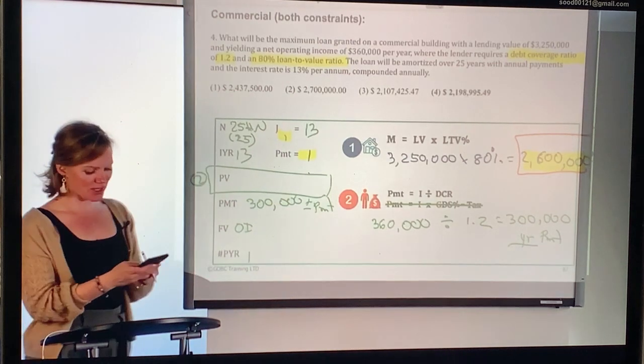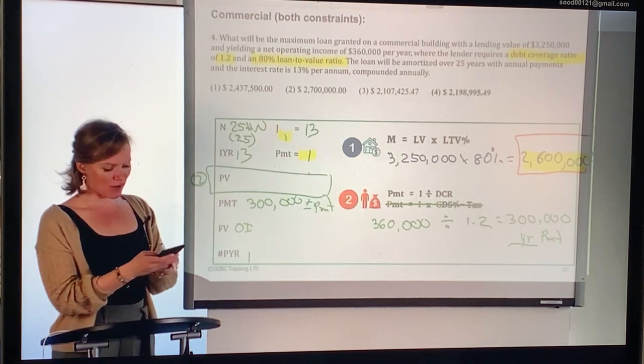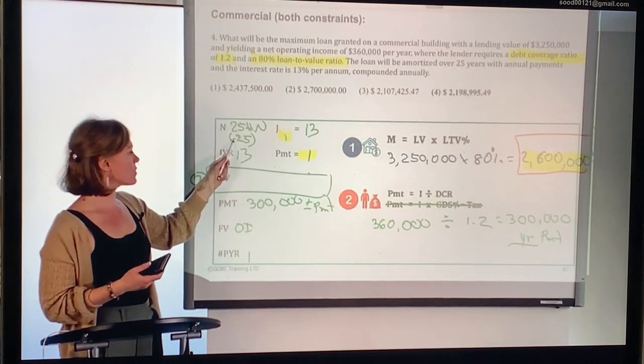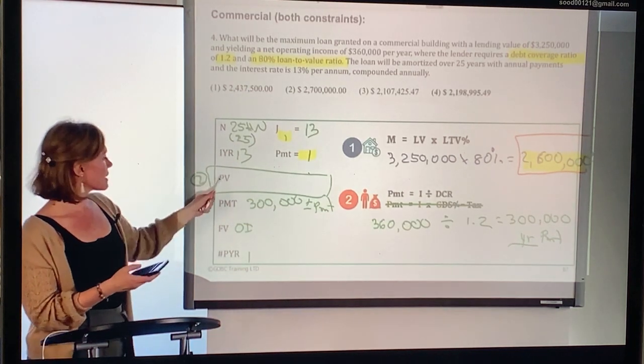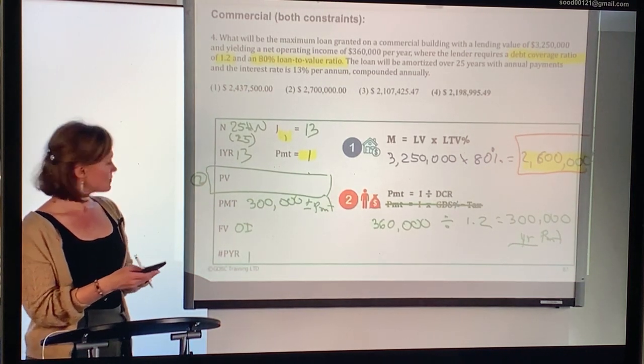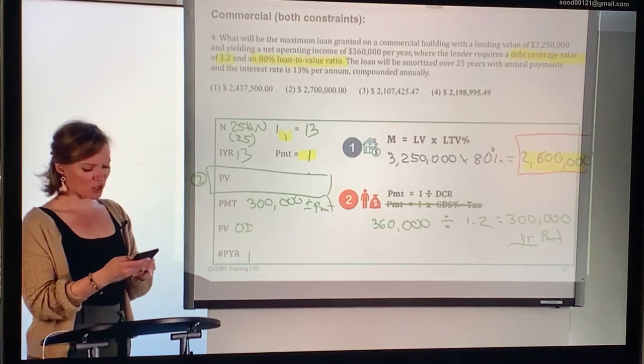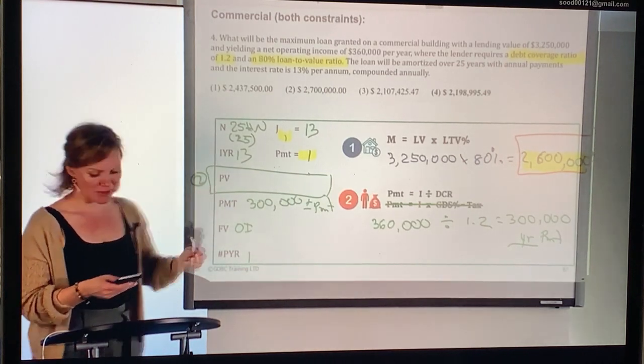So if you're not doing the N, I/Y, PMT way, you start with P/YR, so 1 shift P/YR. Then do 25 shift N and it will come up as 25. It doesn't change to anything else. 13 I/YR, skip PV, 300,000 plus minus PMT. So hopefully you already plugged it in, and 0 plus minus future value. Press PV. Press PV to see how much it comes up to.